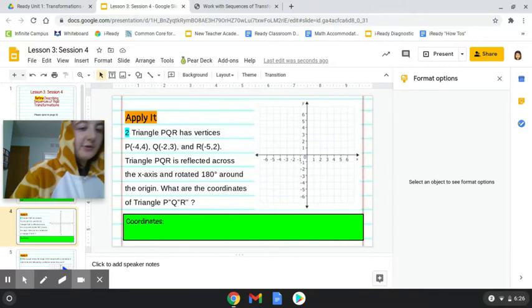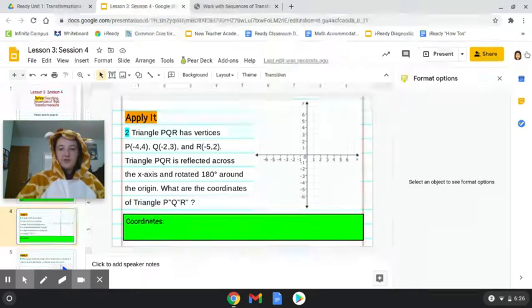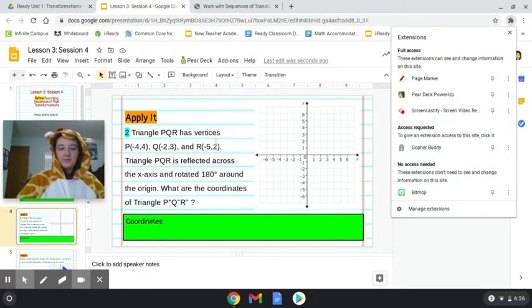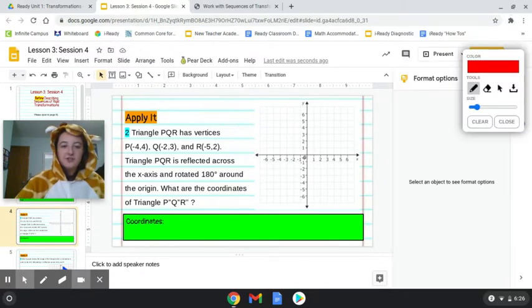Now we have question 2 on page 62. So we have our triangle, which is located at the points negative 4, 4, negative 2, 3, and negative 5, 2. So we go to negative 4, 4 for our P, negative 2, 3 for our Q, and negative 5, 2 for our R. So again, it's P, Q, R. And we connect those to make our triangle.